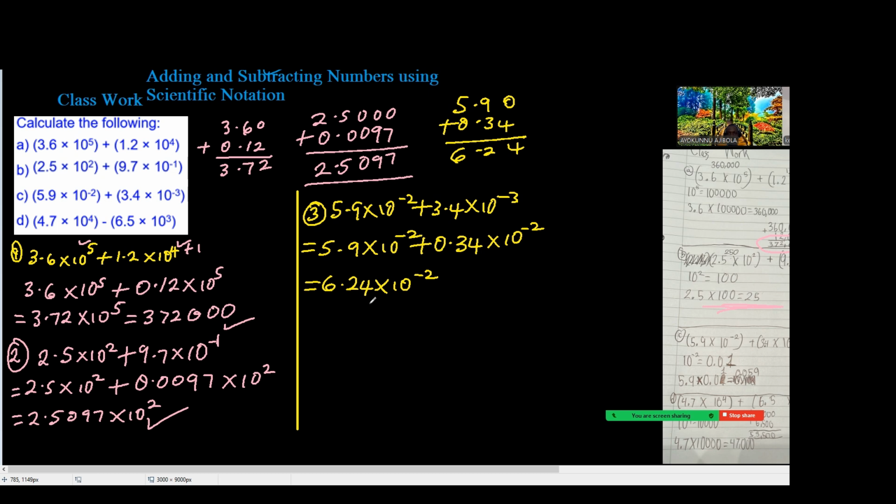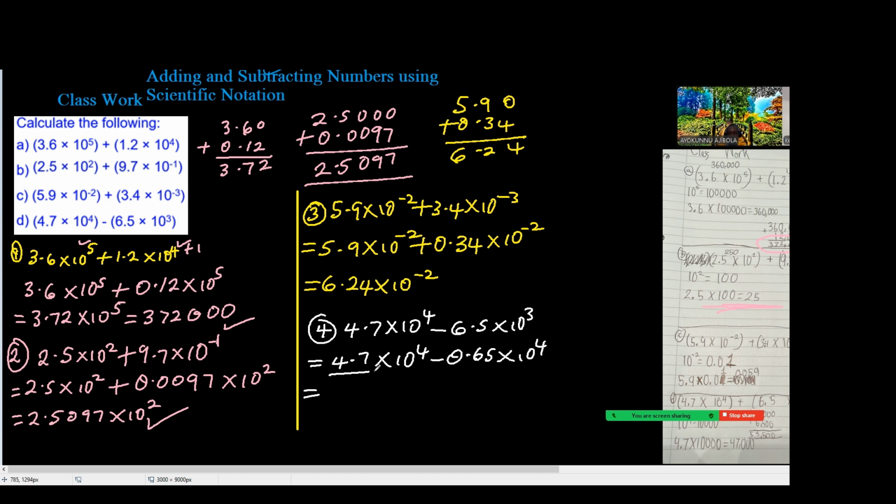Okay. Then the next thing, which is the last one, is number 4. So number 4 says 4.7 times 10 raised to the power 4 minus 6.5 times 10 raised to the power 3. So again, we leave it at the highest power here. So this is going to be 4.7 times 10 raised to the power 4. We want to increase this power by 1. Then we must reduce this value by 1. So that's going to be minus 0.65 times 10 raised to the power 4, which is the same powers now.